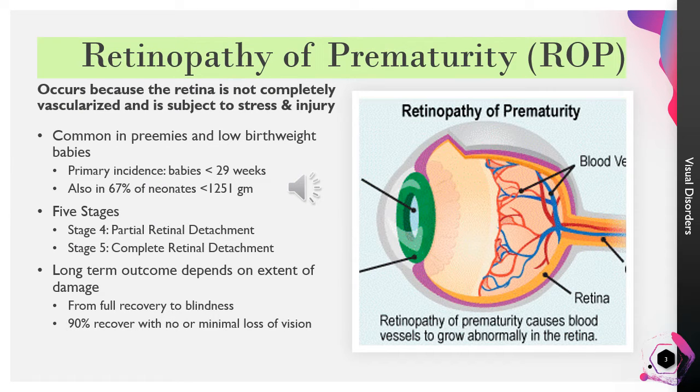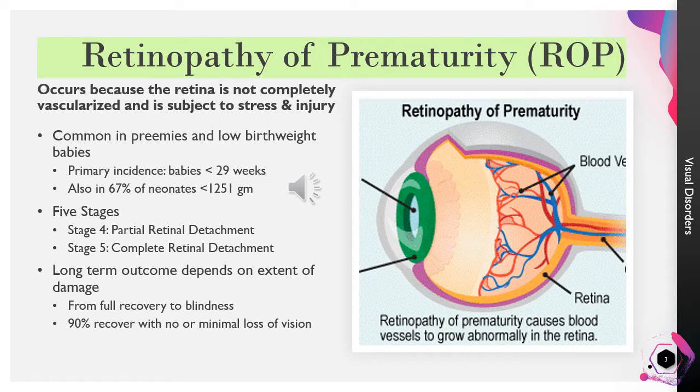So we're going to start with retinopathy of prematurity. It occurs because the retina is not completely vascularized and is subject to stress and injury. This is commonly seen in premature babies and those with low birth weight. Vasoproliferation, which is an abnormal growth of vasculature, occurs when the tissue grows within the retina, and this is abnormal vascularization associated with bleeding and fluid leakage. It leads to scar tissue that pulls and distorts the retina and displaces the macula, causing retinal fold and can lead to retinal detachment.